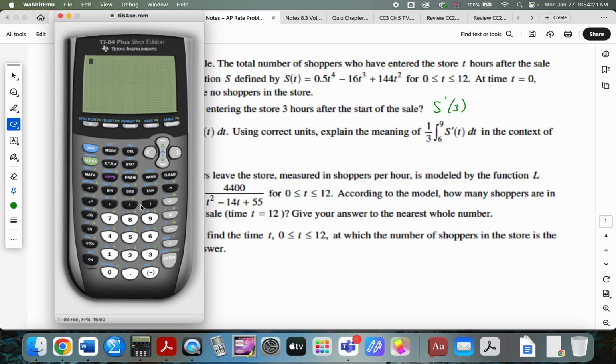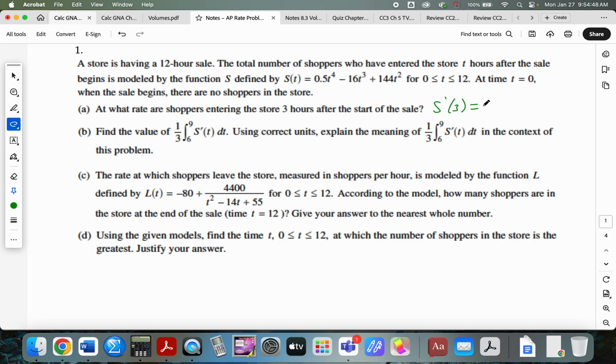I'm going to quit out of that, and I'm going to do a math 8, which is the numeric derivative with respect to x of, if I do alpha trace, I can get y1, and I don't have to do that all again, evaluated at 3. And I would say that that's 486, right? And although they didn't ask for units, I'm going to put it, shoppers per hour.